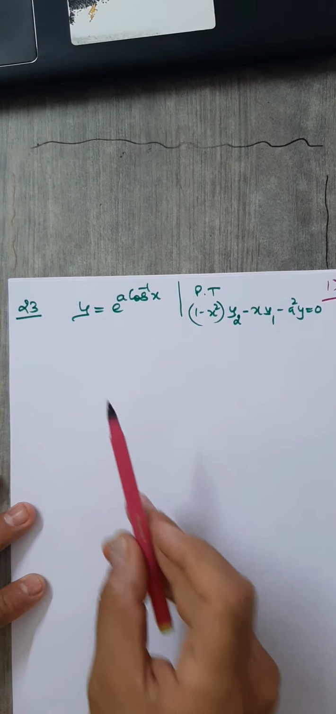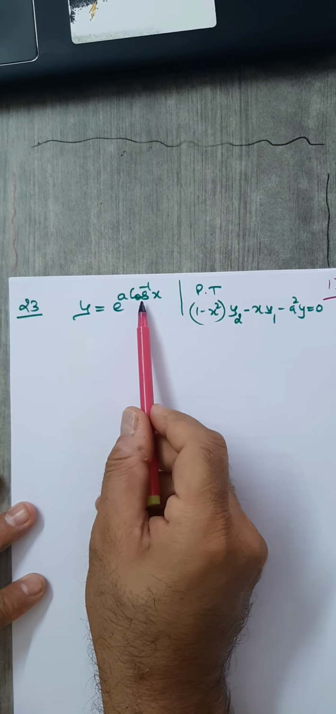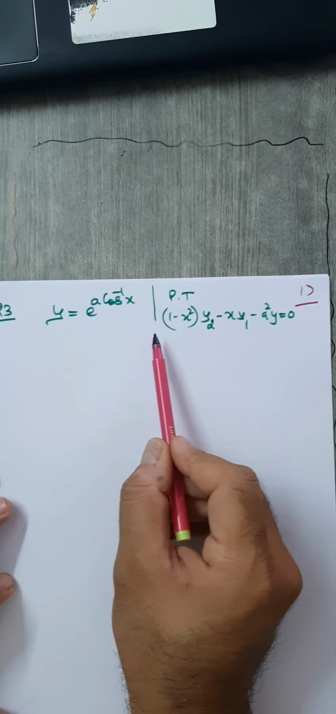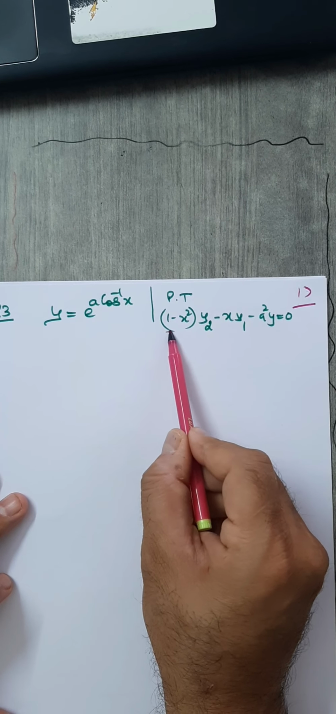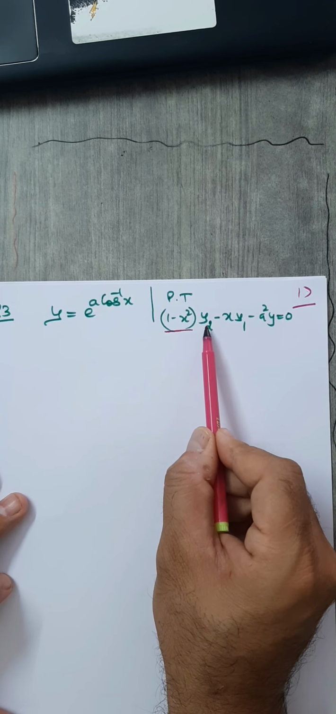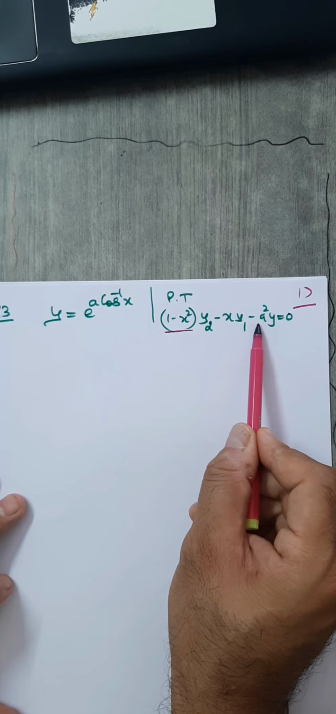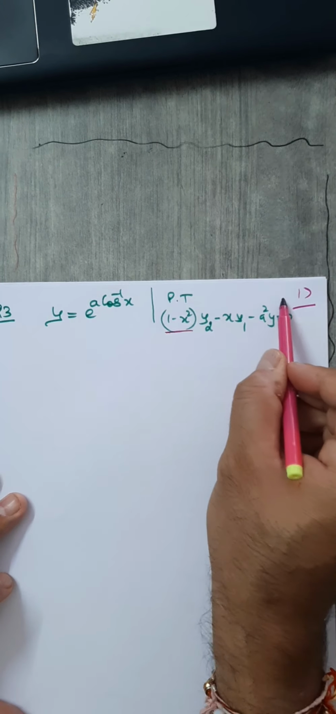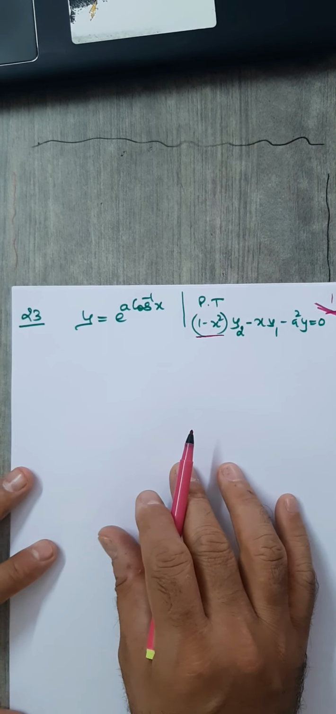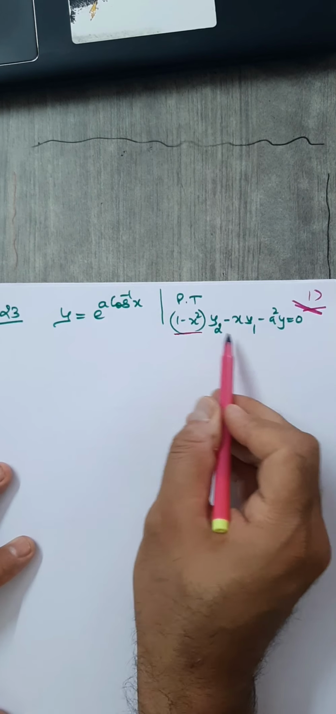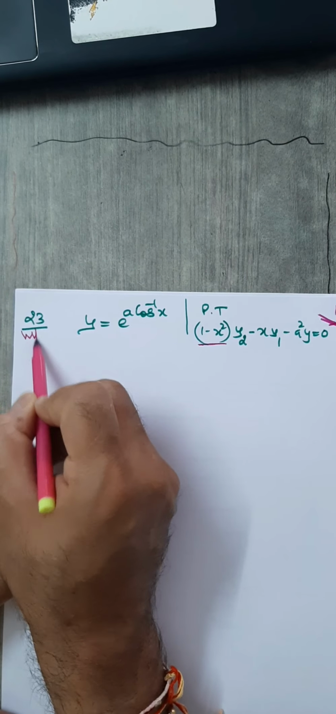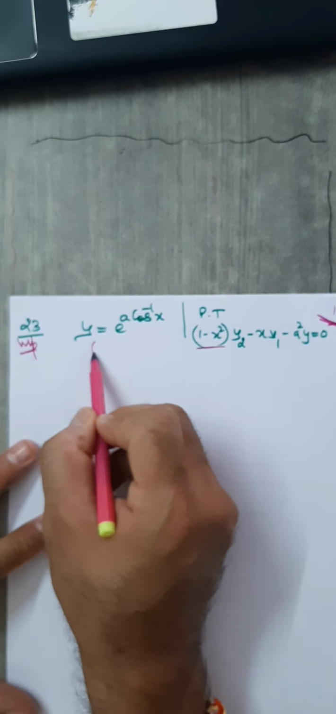Question number 23. You are given y equals to e raised to this, and you want to prove that 1 minus x square into y2, means d square y by dx square, minus x y1, means dy by dx, minus a square y equals to 0. You want to prove this. Okay, so we just differentiate it twice. This is again good example.